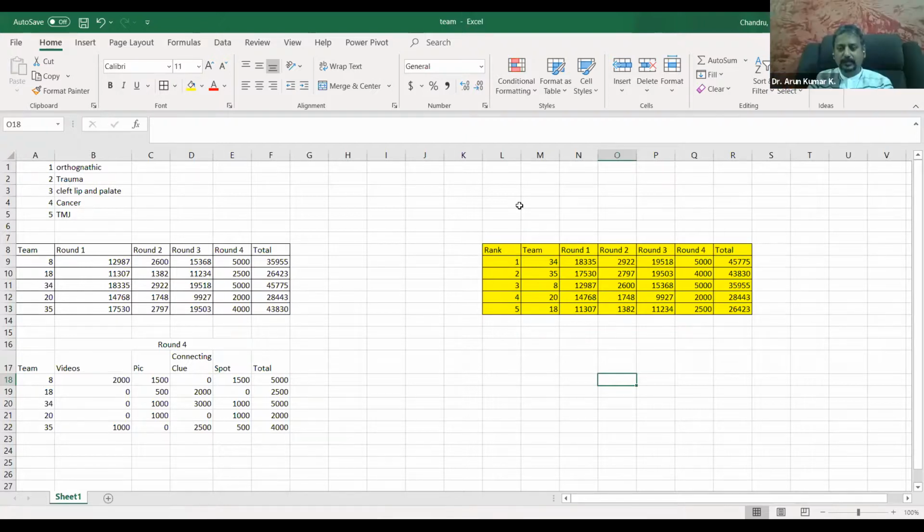Now, you have to add it manually, which has been added to Kahoot. And the total, finally, team 34 stands first. Team 34, 35, 8, 20, and 18. That's the order, right? Okay. Hang on.